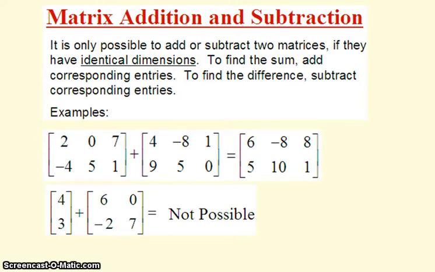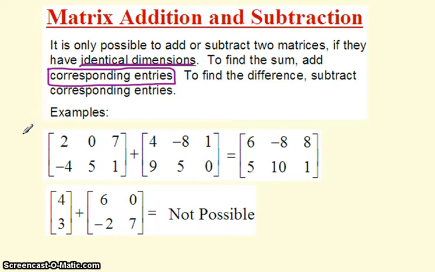Now, it is only possible to add or subtract 2 matrices if they have identical dimensions. That means they are the same size, they have the same number of rows and the same number of columns as each other. So that's very important. Now, to find the sum, we're going to add corresponding entries. That means they must be located in the same row and the same column as each other. So essentially, they need to be in the same position.